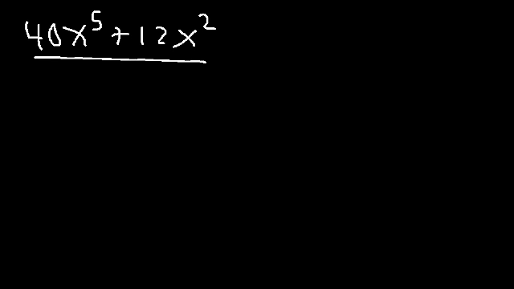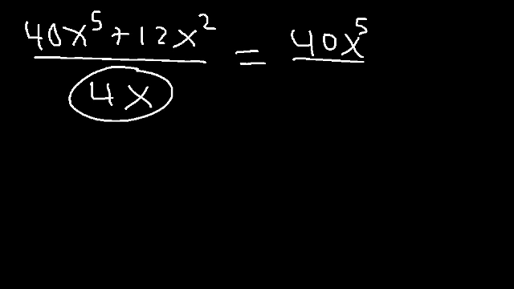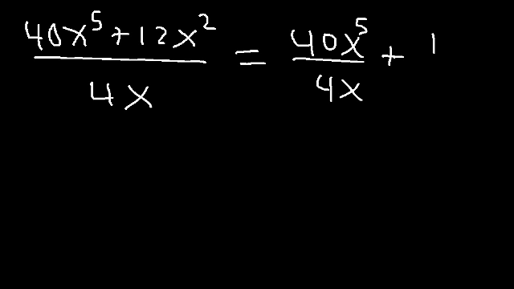Now, what if you have a fraction with two terms in the numerator? Let's say something like this. And you're dividing it by a monomial, or a single term. How can we simplify this expression? If you ever see an expression like this, you could separate the single fraction into two smaller fractions. So this is equivalent to 40 x to the 5 divided by the 4x, and 12 x squared divided by 4x.